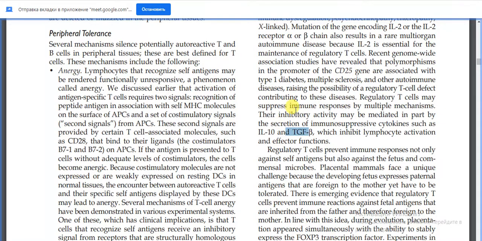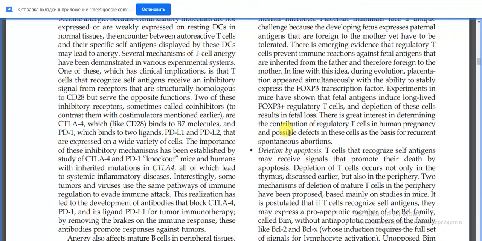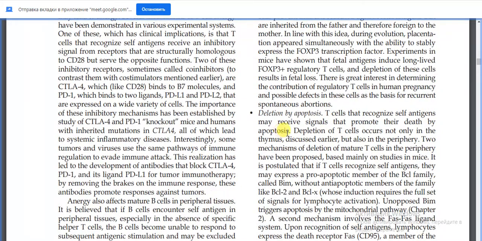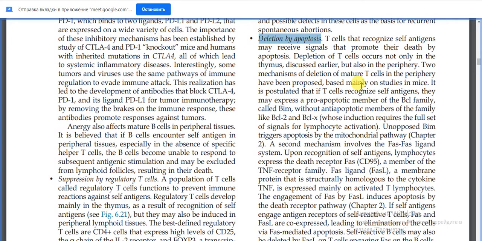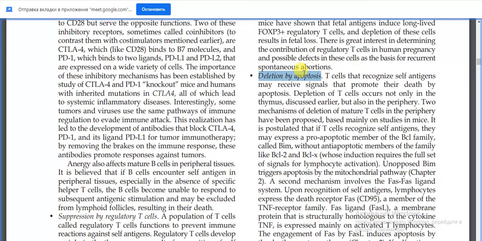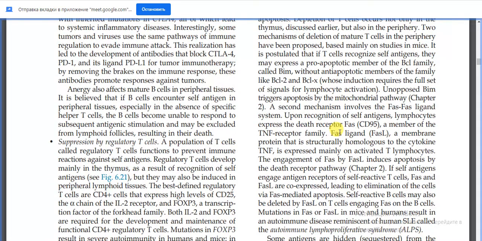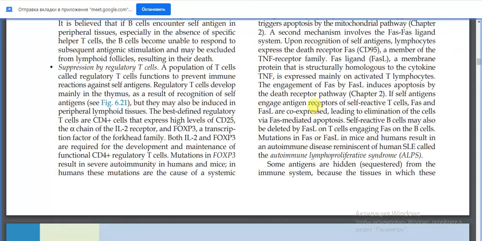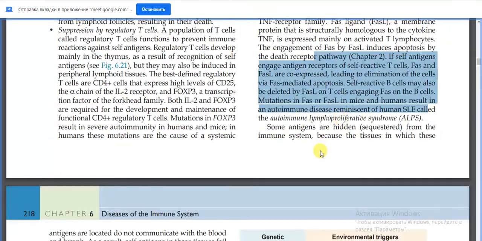So there is no need to remember it; we actually don't have so much time to discuss it. And deletion by apoptosis: when cells recognize self-antigens, they can receive signals that promote their death by apoptosis, similar to what happens in central tolerance. How apoptosis happens, you already remember.